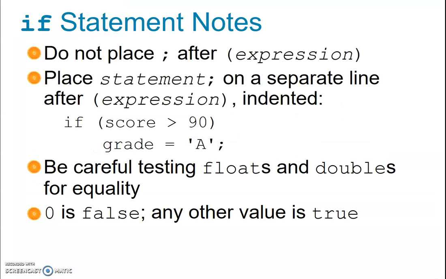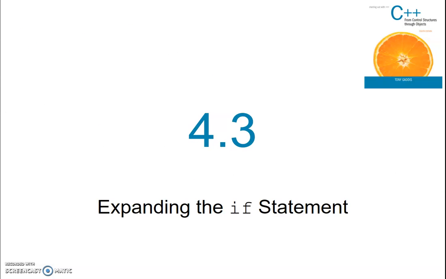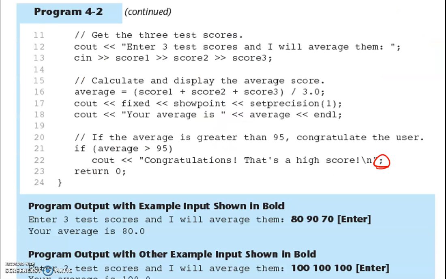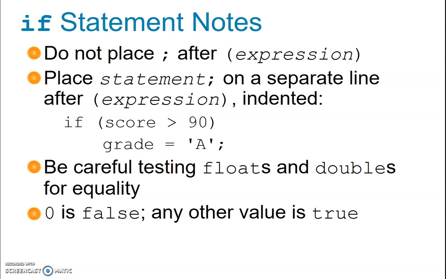So some things, do not place the semicolon at the end of the expression. That's very important. We always place the statement on a separate line and it's indented. Now, what I need you to understand is that white space is actually ignored. All this white space that you see throughout is ignored by the compiler, but we do it for readability. I could put this all in one line and it would still work. We do that for readability, for understanding, and we talked a little bit about that in the previous chapter.